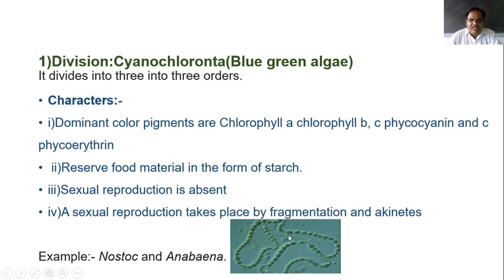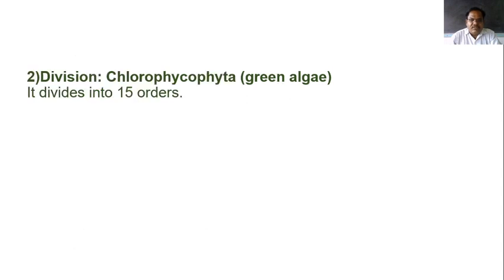One of them is Nostoc. When we observe it, Nostoc has the presence of heterocysts, and this alga looks somewhat like a beaded chain. This is the image of Nostoc. It looks like a beaded chain alga, that is, a bead-like structure is found there. So this is the example, Nostoc.